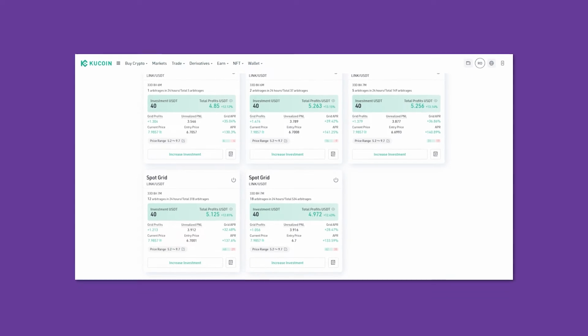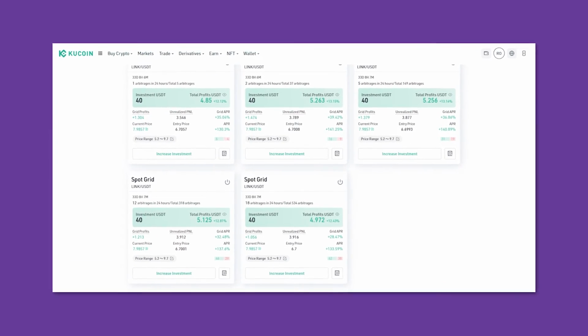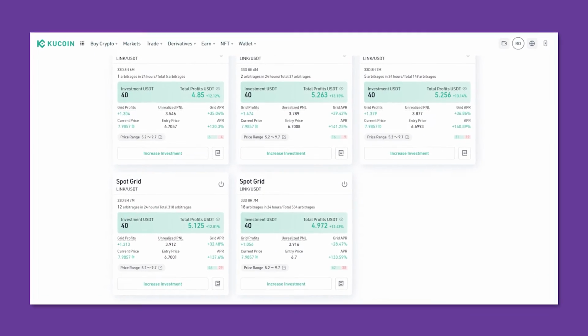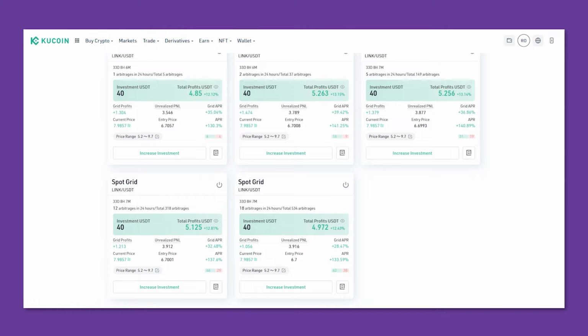I experimented with the Link USDT pair, running 5 bots with different grid spacings for a month. The key takeaway: tight grid spacing, which de facto results in more trades, did not equate to higher profits. It makes sense. The tighter the grid spacing, the more you'll trade, and therefore the more you'll be spending in trading fees. But also, the more you'll miss out on some larger price movements.